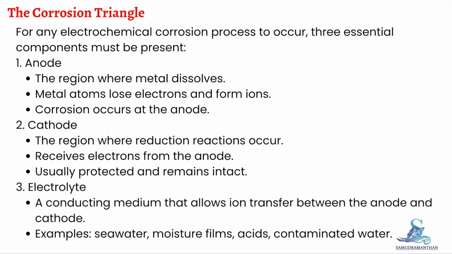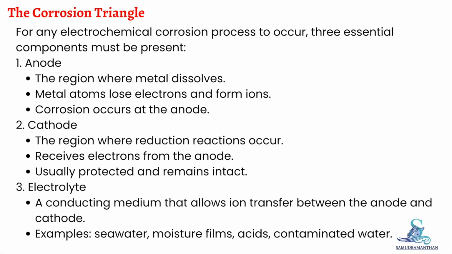To understand corrosion fundamentally, we must understand the corrosion triangle. For any electrochemical corrosion process to occur, three essential components must be present. First is the anode. This is the region where the metal dissolves. Metal atoms lose electrons and form ions. Actual corrosion takes place at the anode.